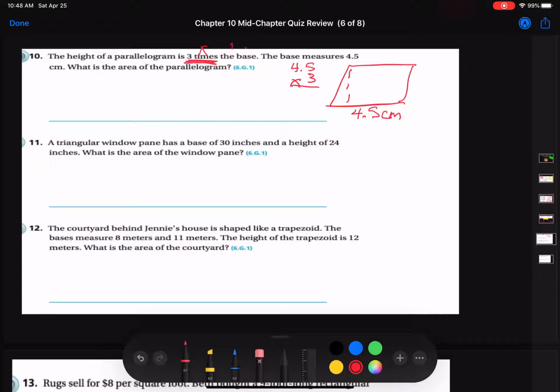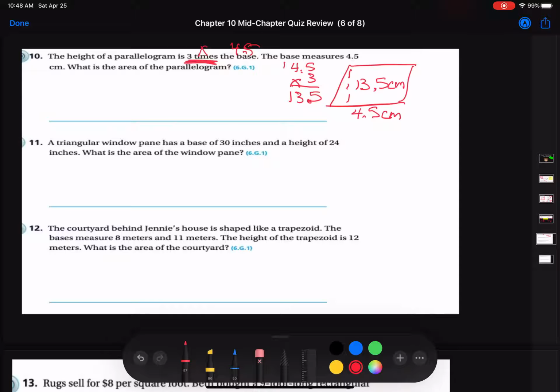So 3 times 4.5. So you're going to go 3 times 5. Then you're going to carry that 1. 3 times 4 plus 1. Okay, and you've got a decimal. Okay, so that's our height. That's not our final answer. So don't stop there.